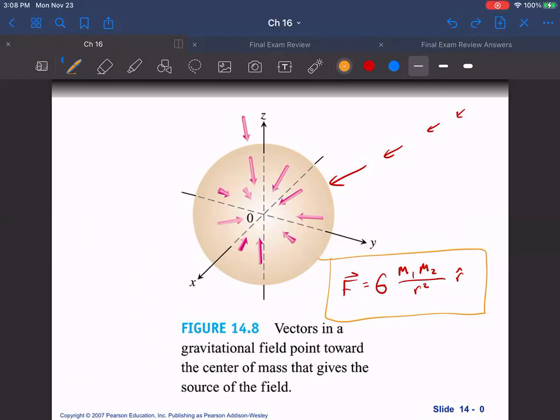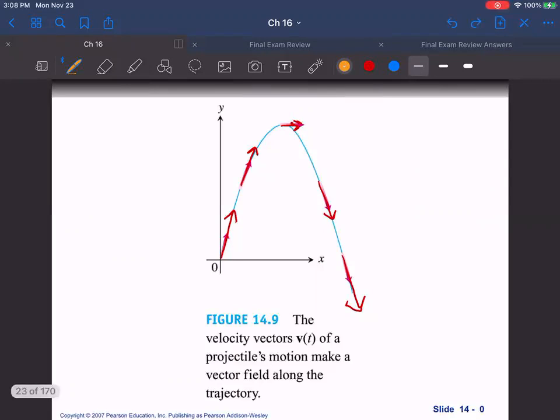So the next thing we have here is just another function of vectors, where we just have the path of a projectile going up in a parabola. At every location along there, there's an associated velocity, and that velocity is a vector. It has a magnitude and a direction.